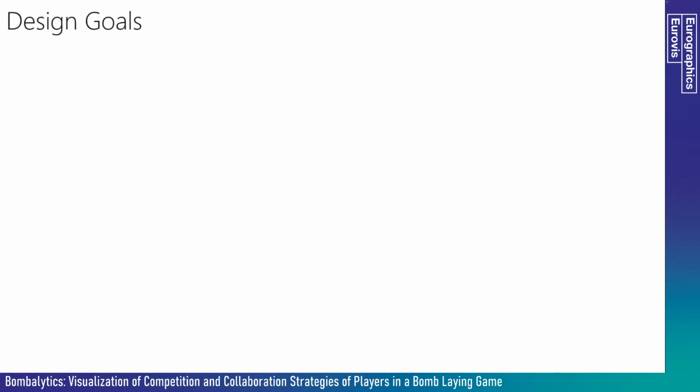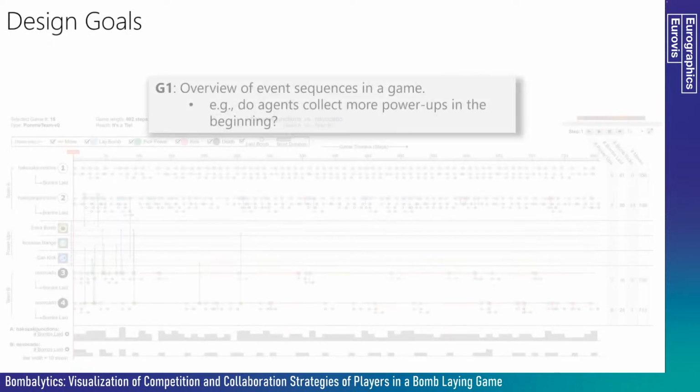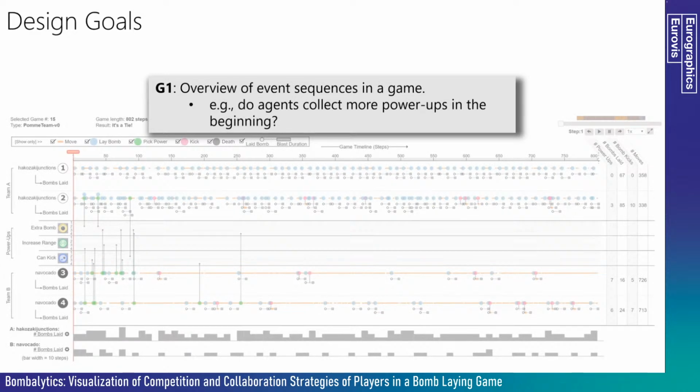To address the challenge, we started with 3 design goals. The first goal stated that the solution should provide an overview of events that occurred in a game. The overview should help in deriving inferences, such as whether agents collect more power-ups at the beginning of a game or not.